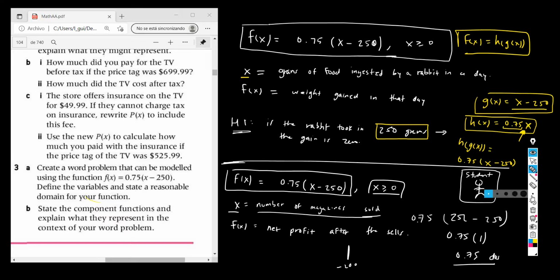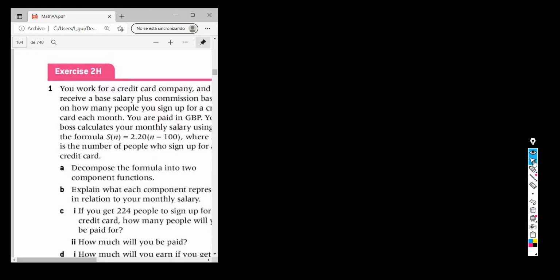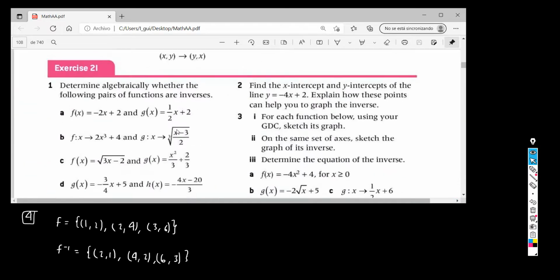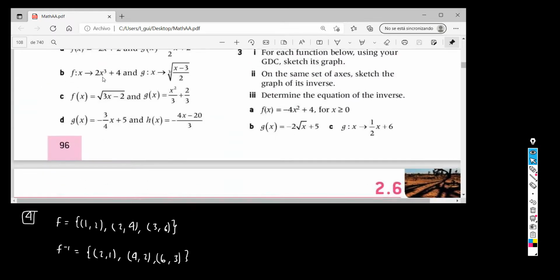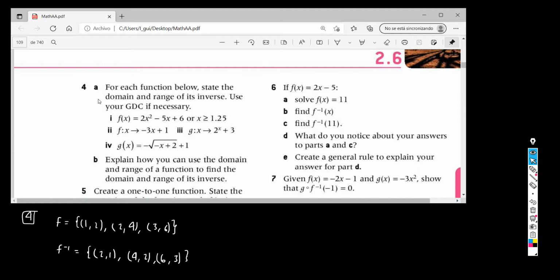So that takes care of section 2H. You will make a pause and I'll come back. Okay, now on to exercise 2I. In this section, you told me to solve 4, 5, 6, and 7. So let's talk about 4.